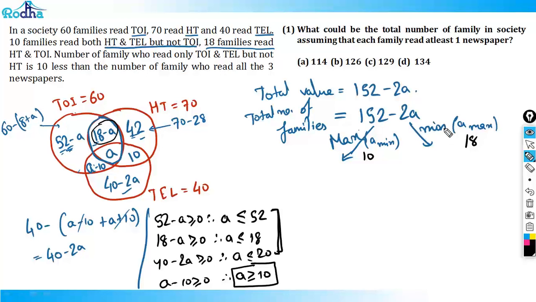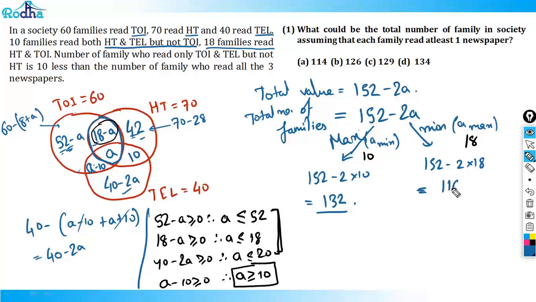Right, so that's why A max is 18. Okay, so you got 150. So what you got here, by putting A equal to 10, you got 152 minus 2 into 10. That is 132. And here you got 152 minus 2 into 18, that you got as 152 minus 36, it will be 116.